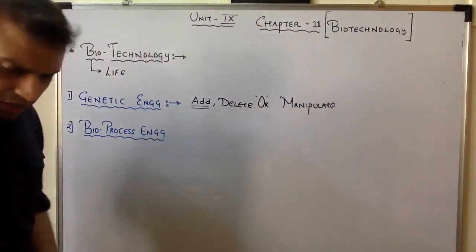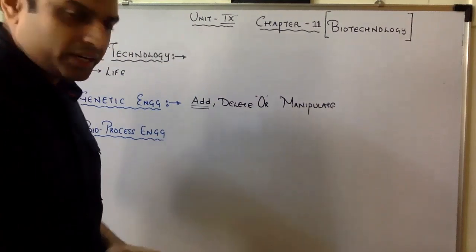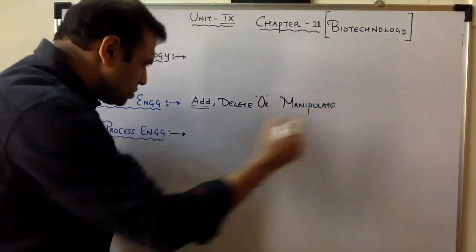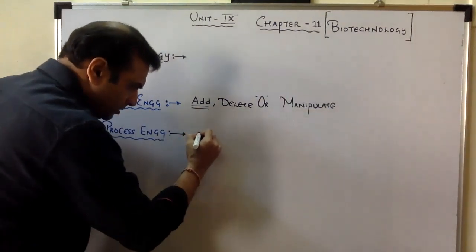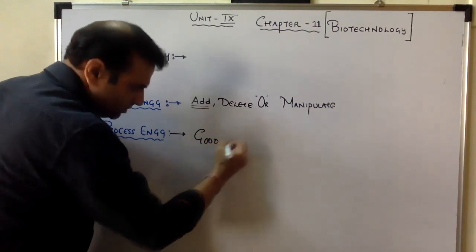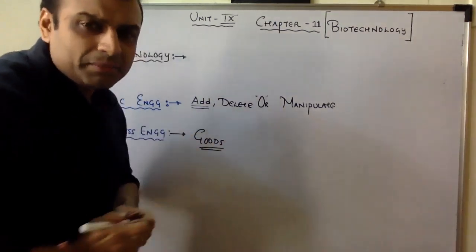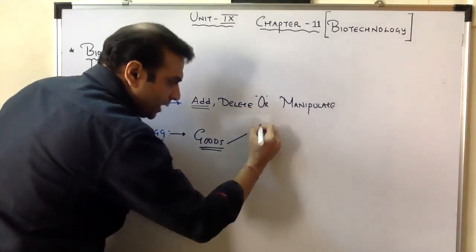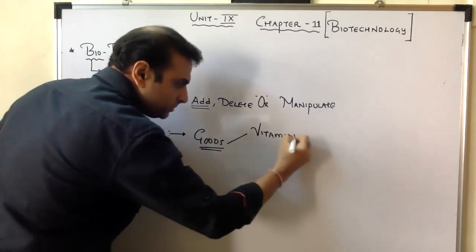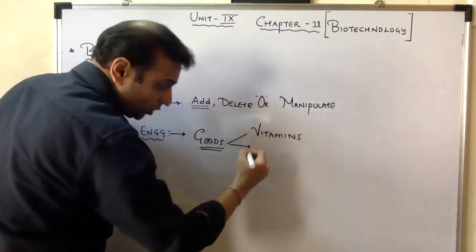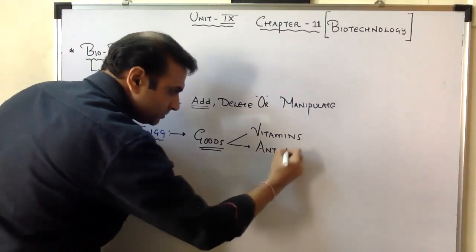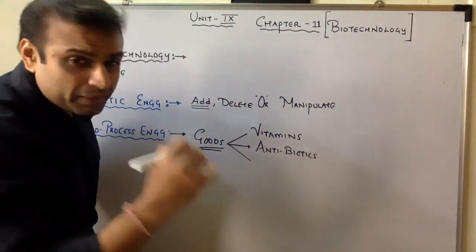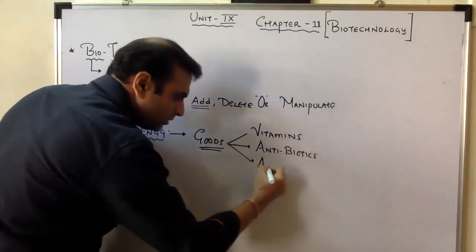Okay. Now, let us come to the next important field of biotechnology, which is called bioprocess engineering. Now, what is bioprocess engineering? Bioprocess engineering is nothing but it is obtaining certain goods. Okay, now what exactly we mean by the word goods over here? Now, when I say goods in biotechnology, we are talking about vitamins. We are talking about antibiotics. We are talking about certain fermented products, okay, like alcohol.